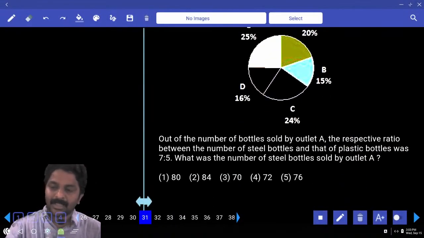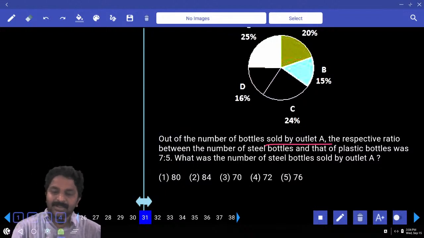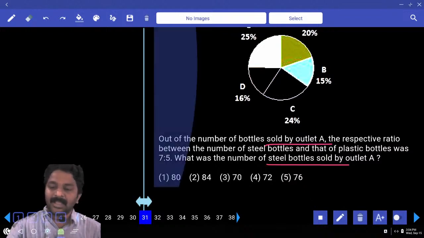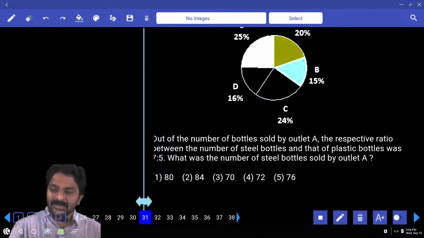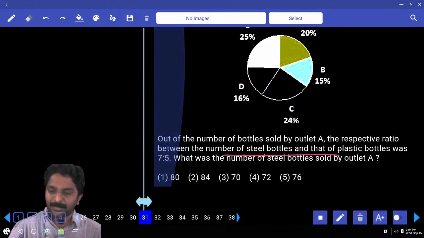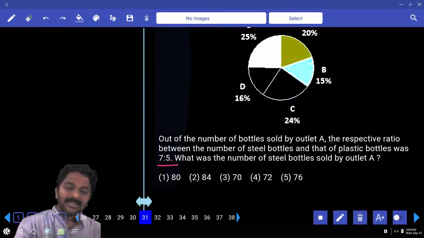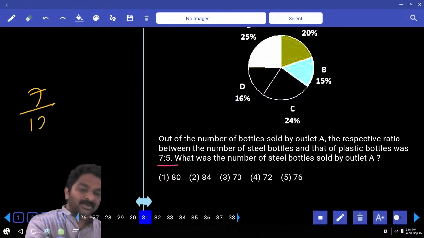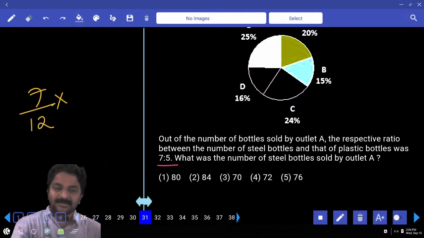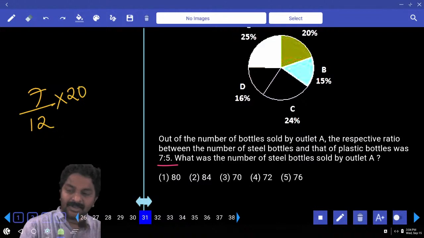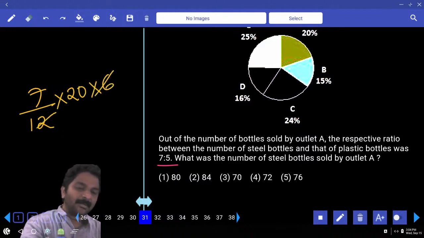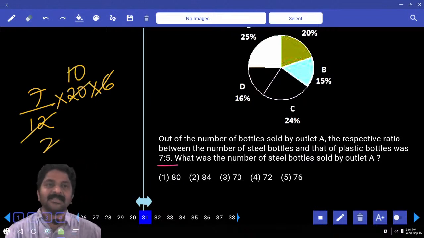number of bottles sold by outlet A, the respective ratio between the number of steel bottles and plastic bottles was 7:5, and you are asked to calculate steel bottles. So steel bottles in terms of number of parts, how many parts do we have? 7 parts out of 12 parts. What is A in terms of percentage? 20%, where 1% value is equal to 6. Come on, how many times? 2 times. And it is 10 times, 70 answer. Clear?